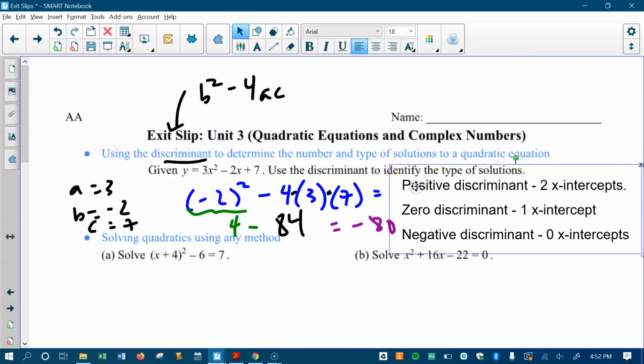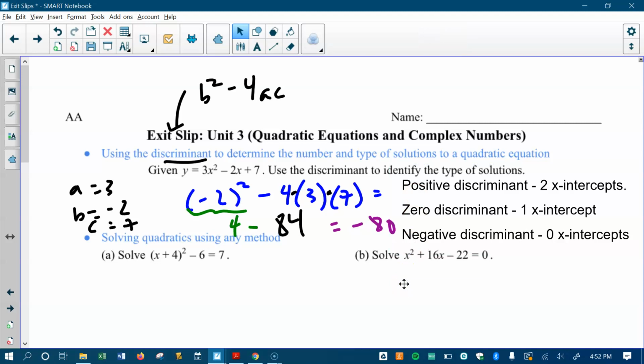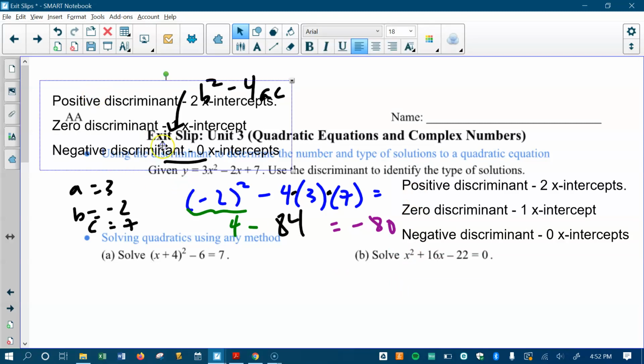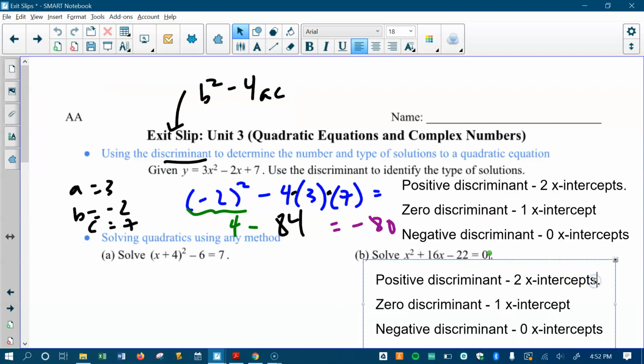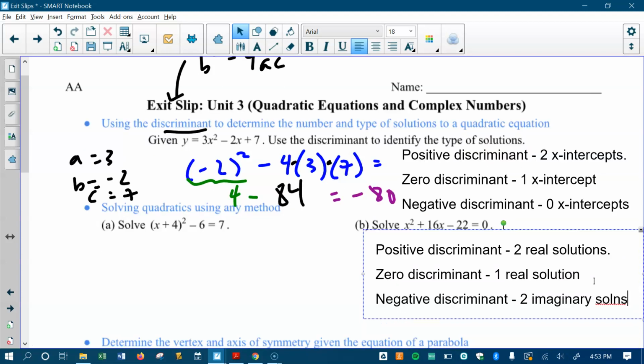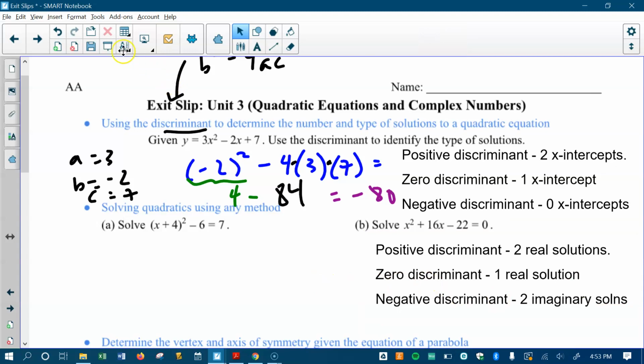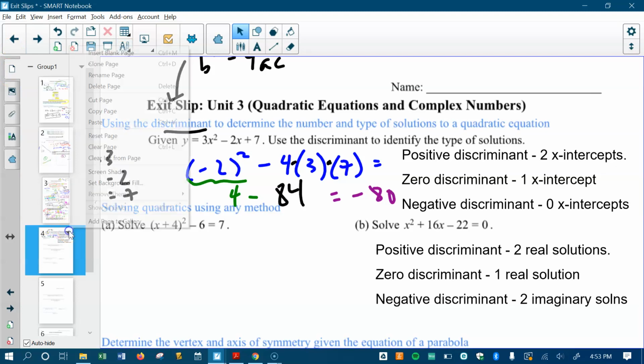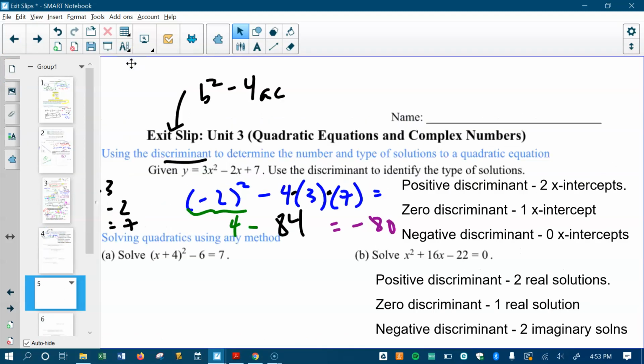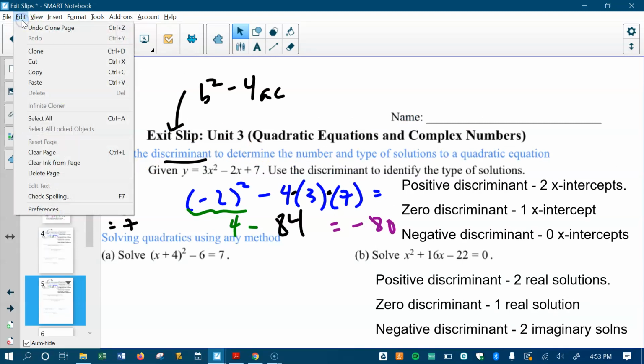Now, some teachers might also ask you for, I'm just going to copy this down here. Some teachers might ask you for this. A positive discriminant means that you have 2 real solutions to the quadratic equation. A 0 discriminant means 1 real solution to the quadratic. And a negative discriminant means you have 2 imaginary solutions. So again, be aware that there's 2 different ways to interpret a discriminant. I'm going to duplicate that page and keep that there. And now let's go ahead and clear this and do A.